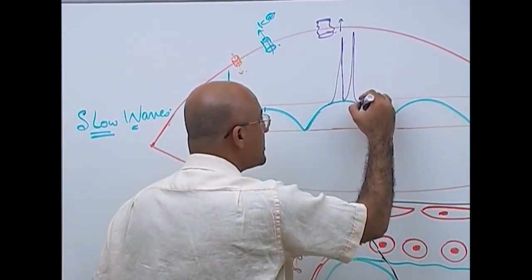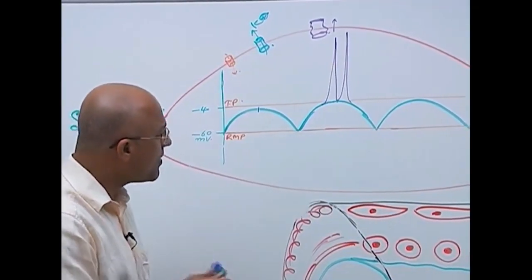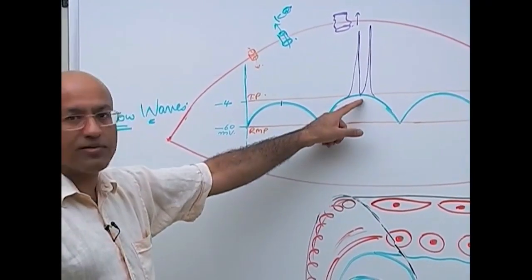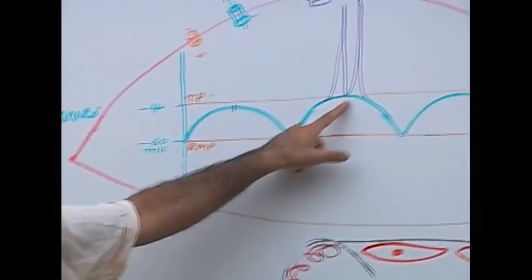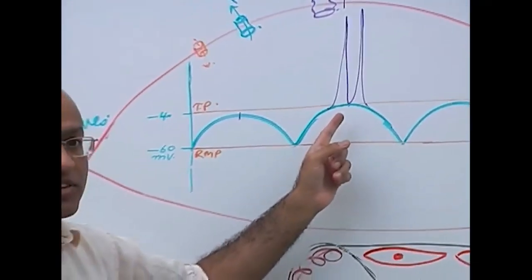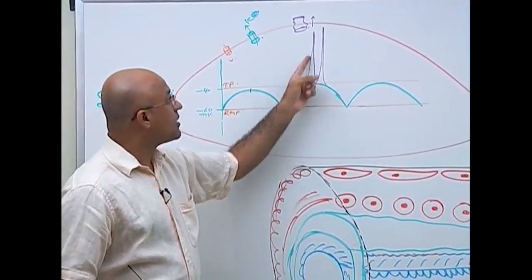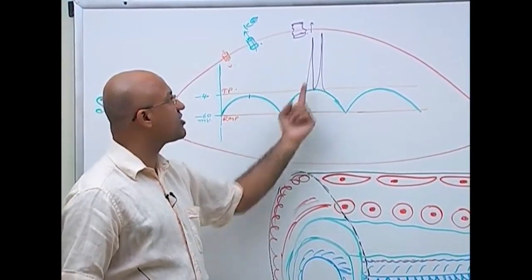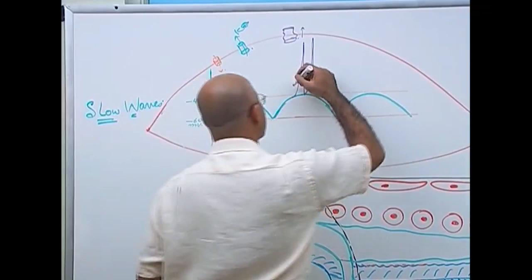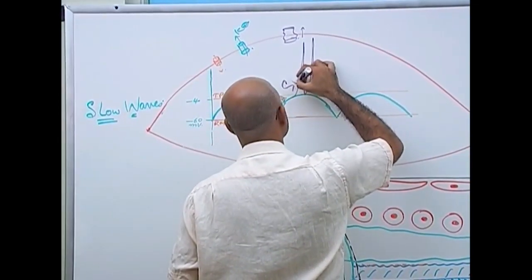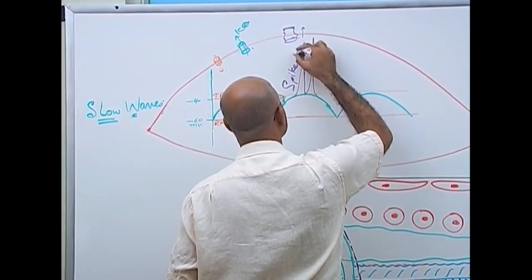So what really happens is that if the top of the slow wave is touching the threshold potential, then at the top of the threshold potential, action potentials are produced as spikes. So these are also called spike potentials. What are they called? Yes, spike potentials.